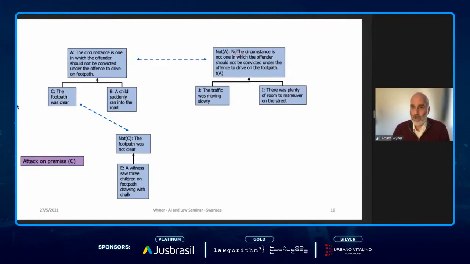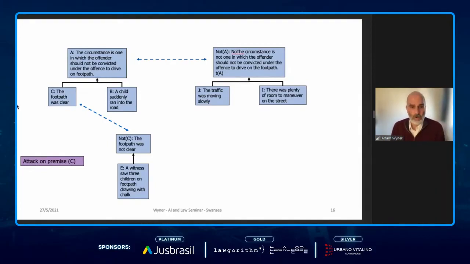And if you think it through, if it is false that the footpath was clear, then the conclusion that I draw, that I should not be convicted, should not follow. I removed one of the premises that supported the conclusion, and therefore my conclusion doesn't follow. Okay, so you're trying to undermine each other's positions.